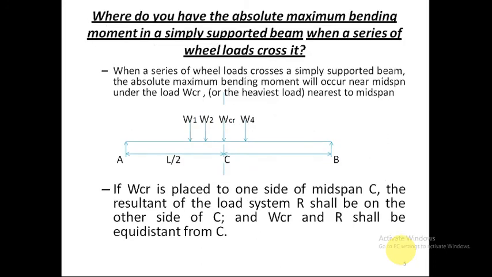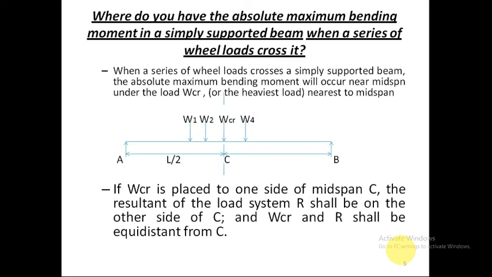Now here there is one simple case with an example. We have just discussed how to find the location of the absolute maximum bending moment. So where do we have the absolute maximum bending moment? In a simply supported beam when a series of wheel loads cross it. Here I have considered a series of wheel loads. WCR is taken as one of the heaviest loads. When a series of wheel loads crosses a simply supported beam, the absolute maximum bending moment will occur near the midspan under the load WCR. WCR is the heaviest load which is nearest to the midspan. So under that load we are going to get the maximum bending moment.